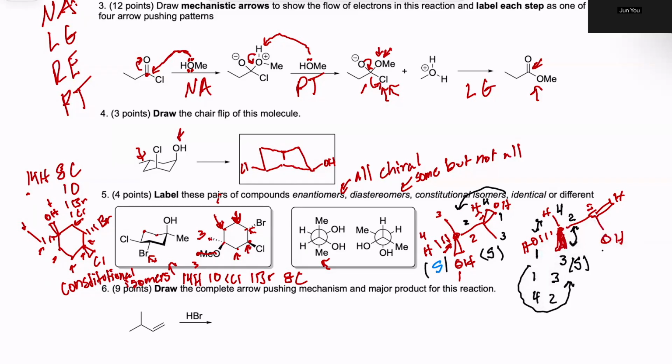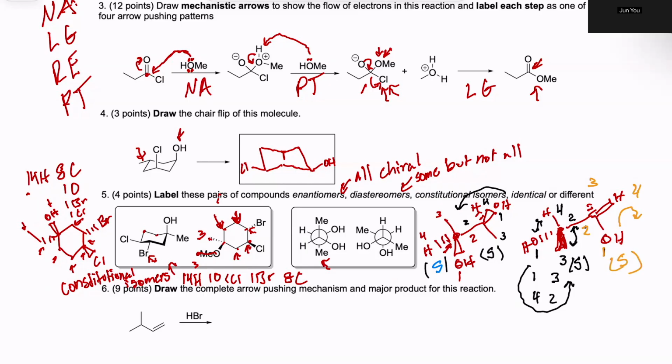And then for this back one, you have 1, 2, 3, 4. We see that the lowest priority group is on the wedge, so we'll just assign it as is. It goes this way, making it R, and then you flip it because the lowest group is on that wedge. So that's also S.